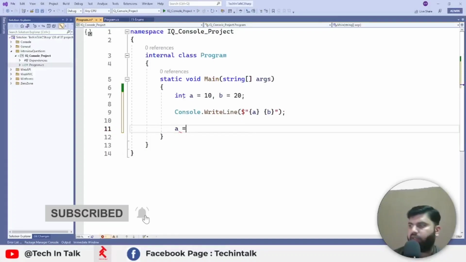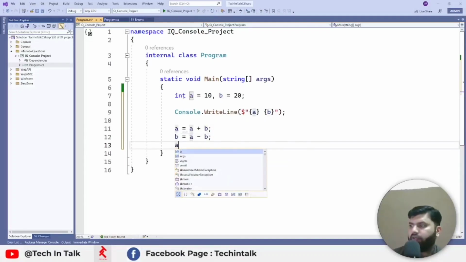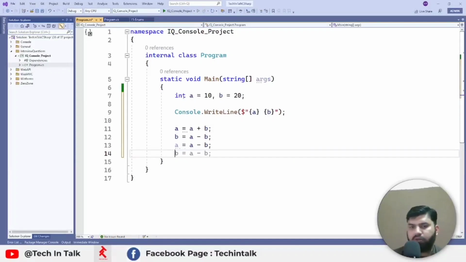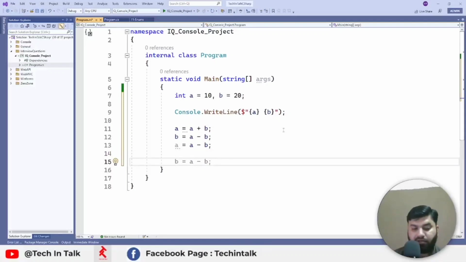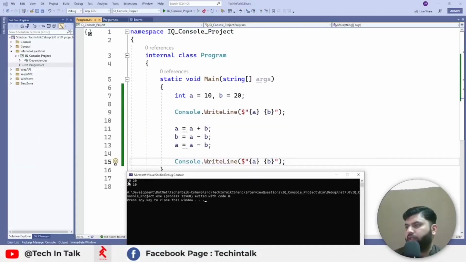Again, now let's try to swap those values. Let's say the value of A is now A plus B, and the value of B, we need that one to be A minus B, and the value of A would be A minus B. So only two integers were used, and now the values of A and B are swapped. And if I try to print those values, you can see that in the console the values should be swapped. So initially A was 10, B was 20, now B is 10 and A is 20.